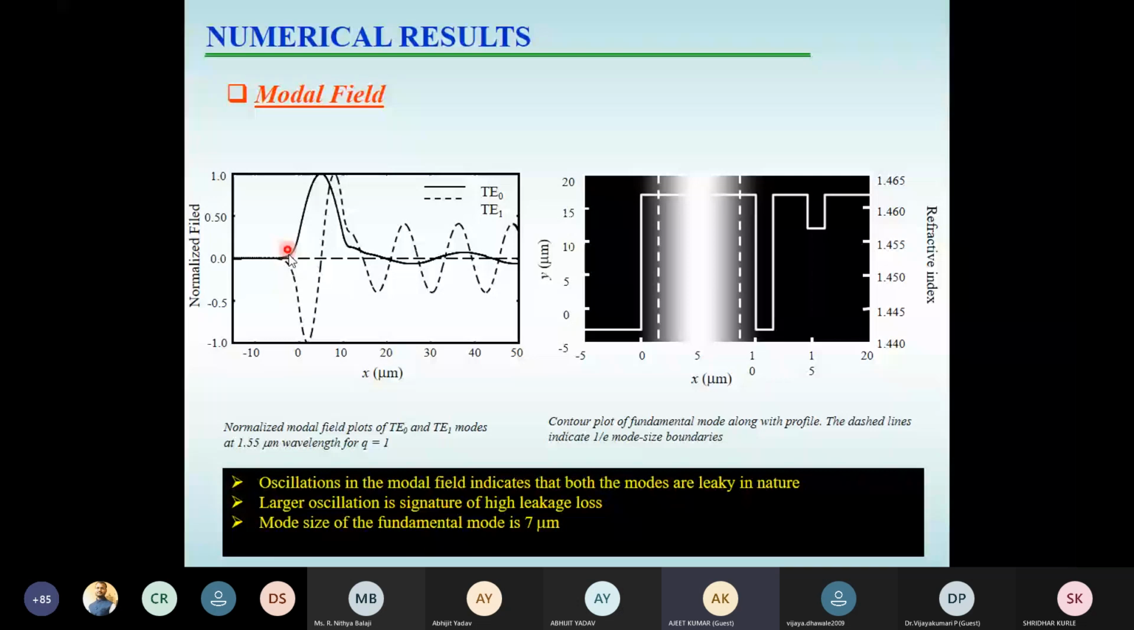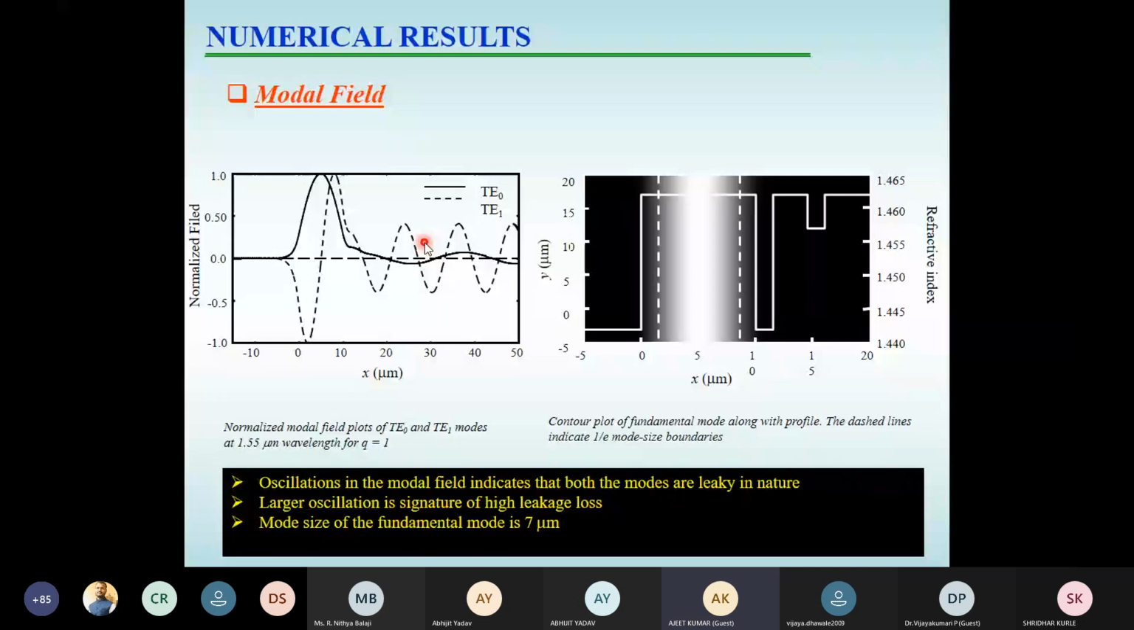However, in the core region, field is there, and in this leaky cladding region, you can see there is an oscillation in the field. This is a signature of leakage loss. And one more thing you can see, the oscillation is there in both the fundamental and the first higher order mode. The oscillation in the first higher order mode is much larger than that of the fundamental.